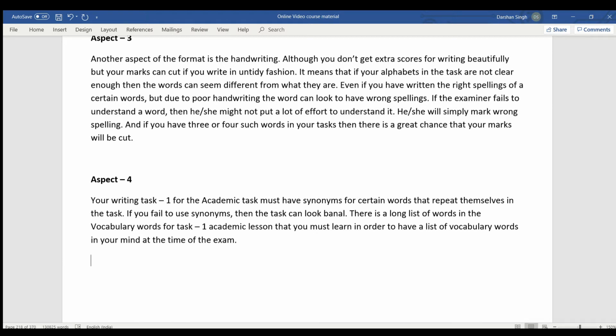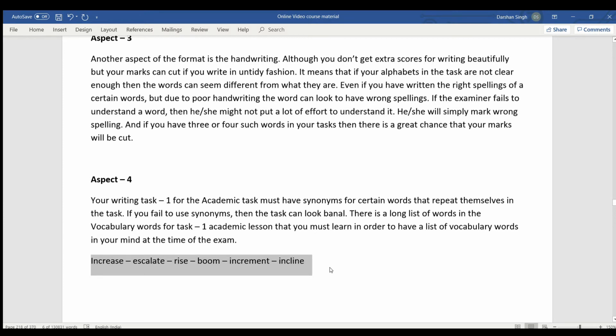Like, we write the value increase, right? We use it like the value in 2017 increased by 12%. So instead of repeating increase again and again, I can write escalate, I can write boom, I can write rise, I can write there was an increment, there was an incline. So instead of repeating increase again and again, you can use these words.